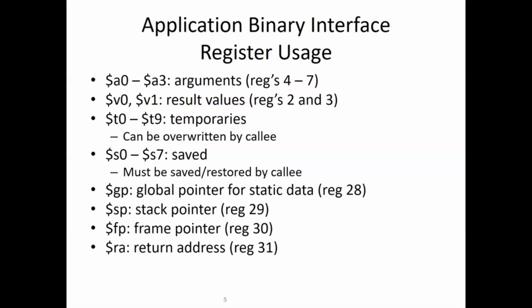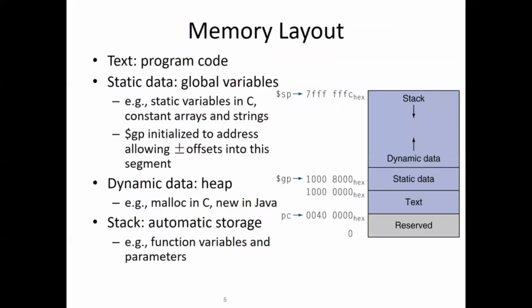A callee is a procedure that gets called, and before it can write into a $S register, it must first save the value in that register and then restore that value before returning to the caller. The procedure saves the value of the register on the program's stack. In this way, we say that the value in the register is preserved across the function call. Two other registers are worth noting now. $SP is the stack pointer, and $RA stores the return address written by jump and link.